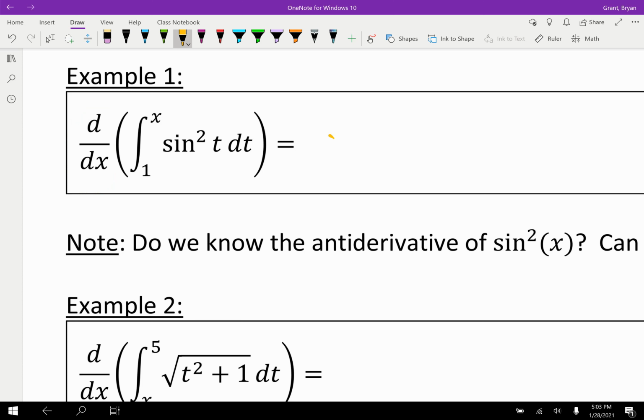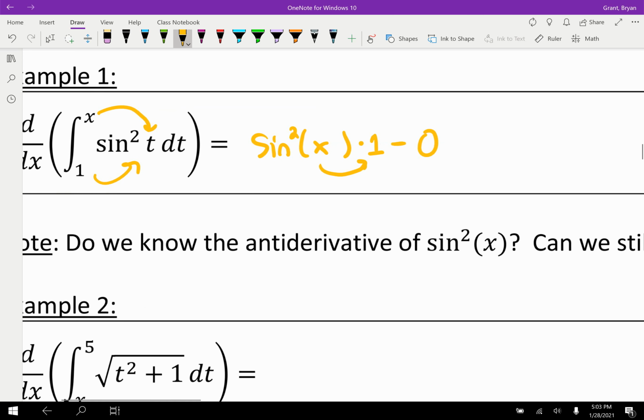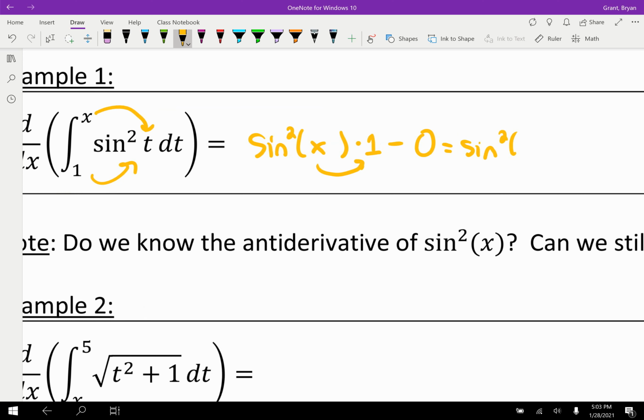How does it work? We take the sine squared of whatever piece, and we substitute in the upper limit. Then you multiply by the derivative of what we substituted in. Minus, now if we look at this second part, this is just a constant, and when you do the derivative of a constant, it's just 0. So what is this final answer? It is just sine squared of x. It is exactly the same as the integrand part of this integral, just with x instead of t. And that's all there is to it.